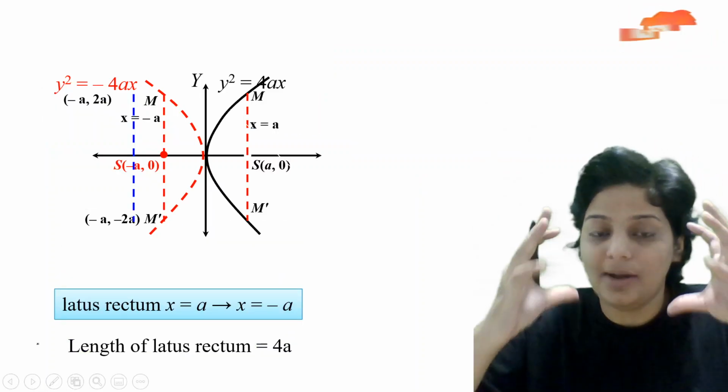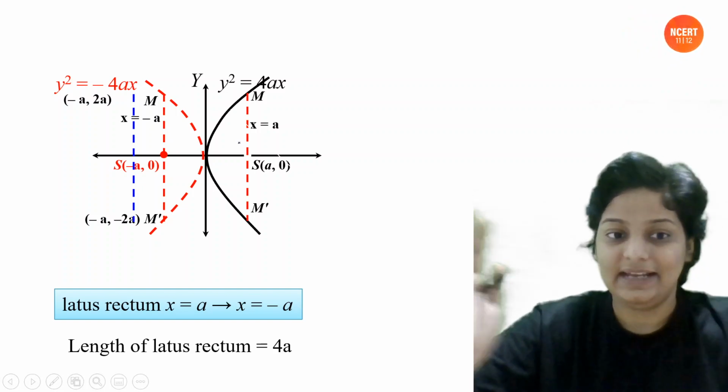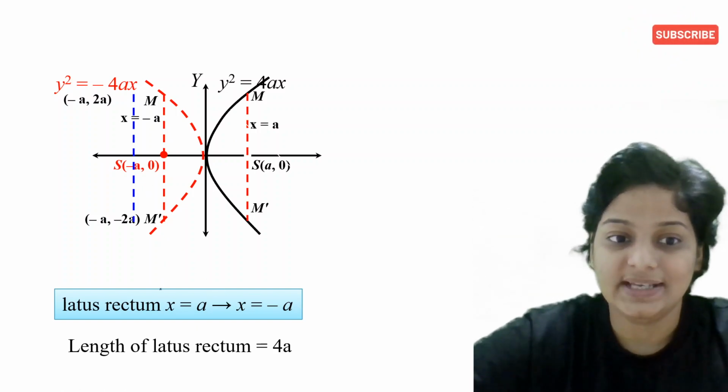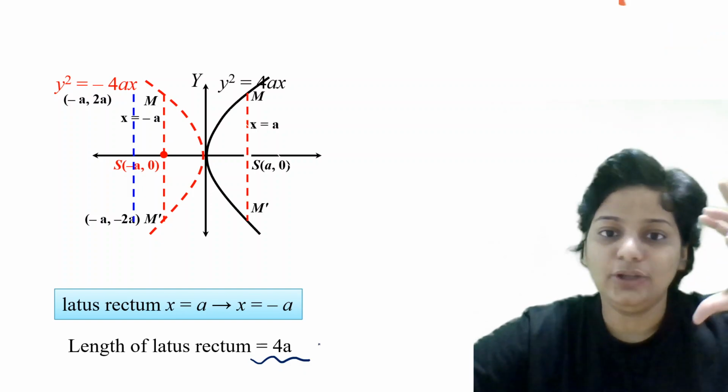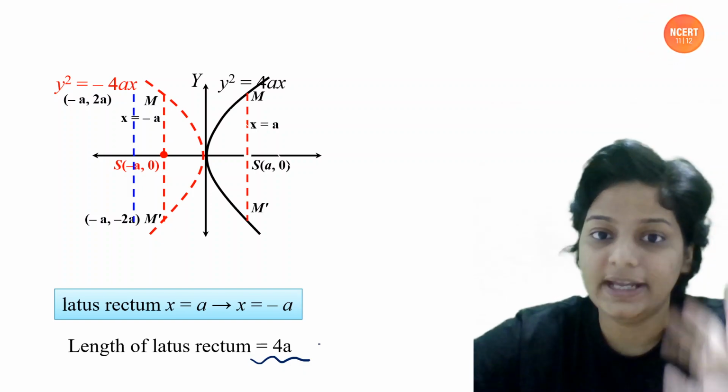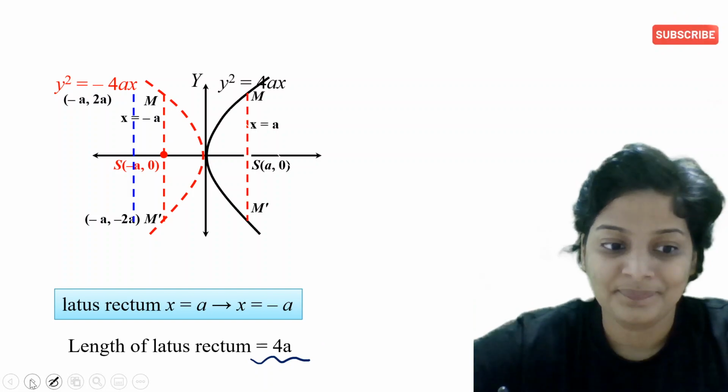Have a look at the combined diagram. Right-handed, left-handed. Can you see? Length of latus rectum, यार length थोड़ी बदलता है. Length तो 4a है तो 4a ही रहने वाला है, चाहे जहां पे भी देख लो आप. ठीक है?